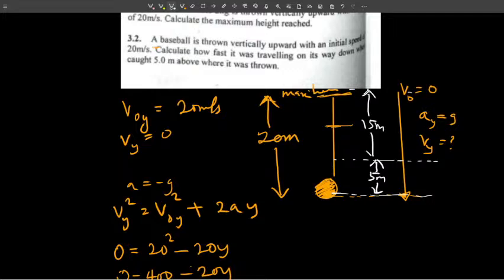Do you understand? So the body is coming from up, down. So if it was caught here, that means the body traveled how many meters? Only 15 meters. So therefore, y is what? 15 meters. Let me include that here. So therefore, y is 15 meters.